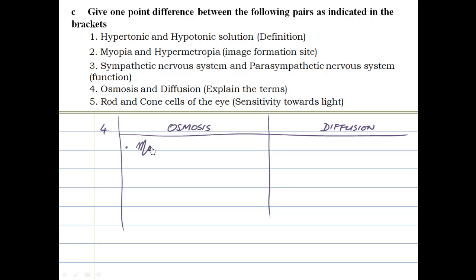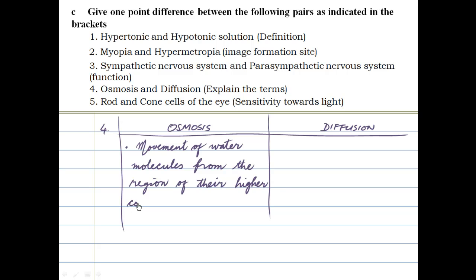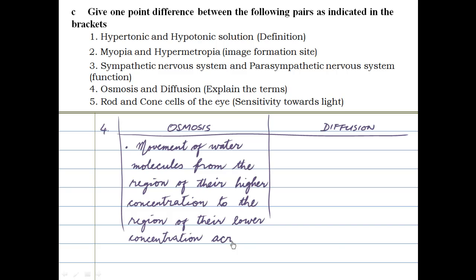Osmosis is basically the movement of water molecules from the region of their higher concentration to the region of their lower concentration across a semi-permeable membrane. There is a temptation to write some words such as concentration and membrane in short. Avoid any such temptation and make sure you put down the full form of it.